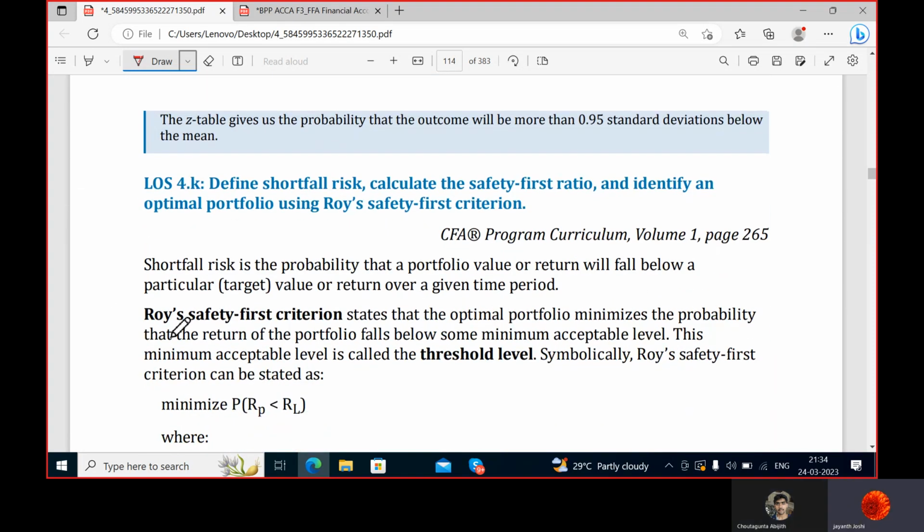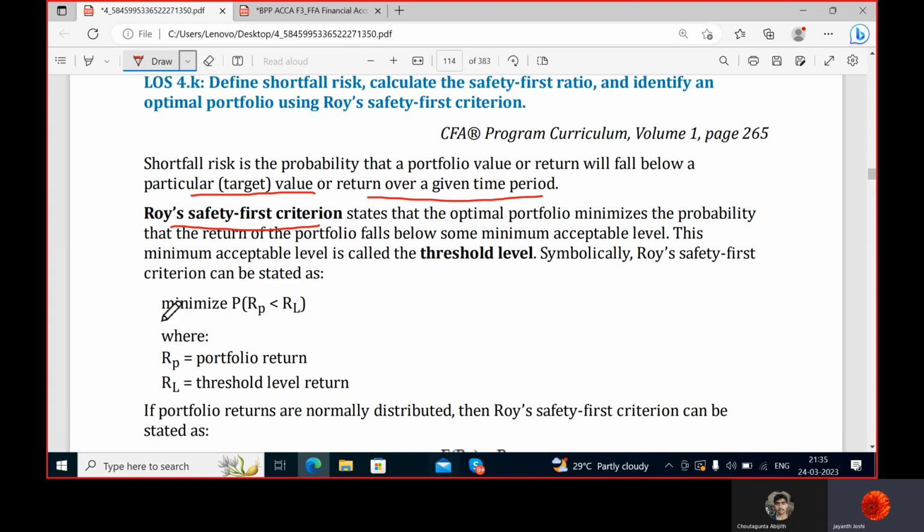So what is this Roy's safety first criterion, Abhijit? See, shortfall risk is the probability that a portfolio value or return will fall below a particular target value or return over a given time period. That means shortfall risk is you're not making what you want, correct? There is some risk because of which you're not getting the target value or desired return. So this is the probability that your portfolio will give a return less than what you expected, or what you have put as the target.